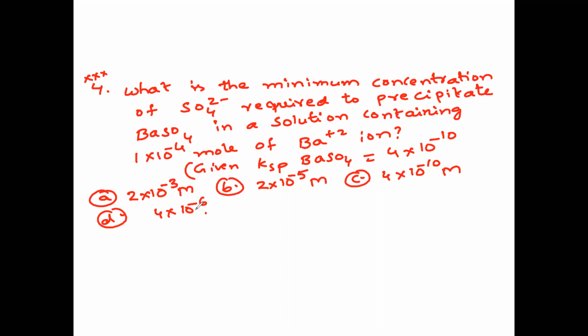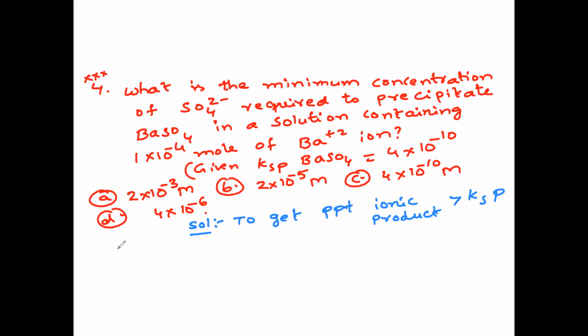So what is the minimum concentration of SO4 2- ions to get precipitate? For this, I'll write the solution here. Solution, I'm starting here. To get precipitate, since we already know, for precipitate, the ionic product should be greater than Ksp.